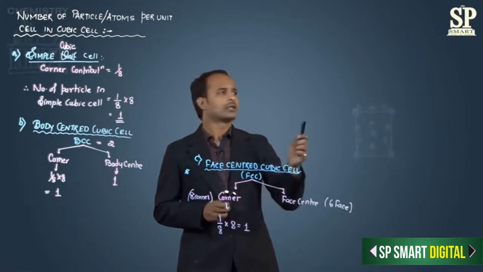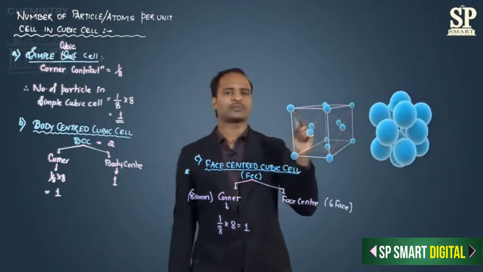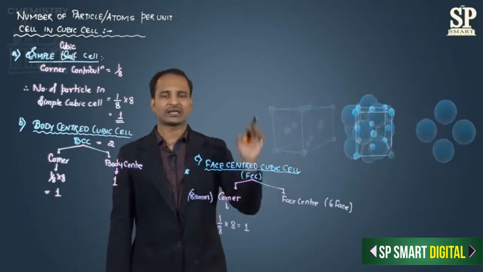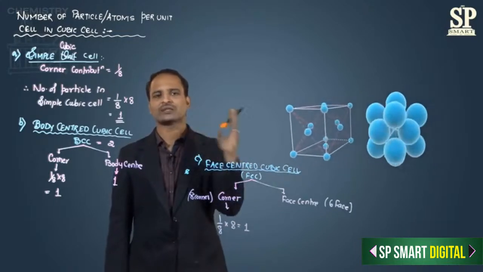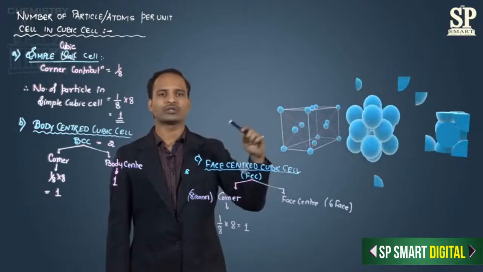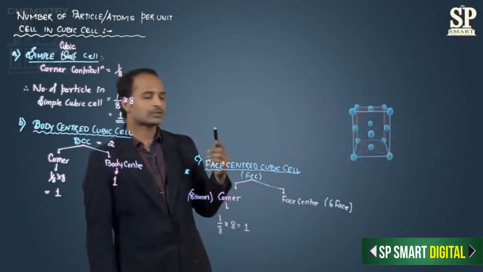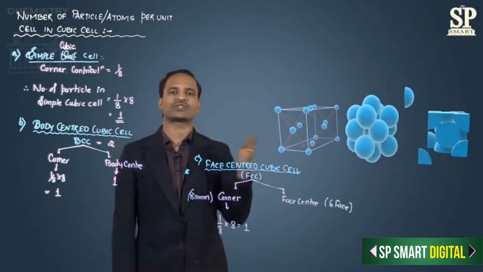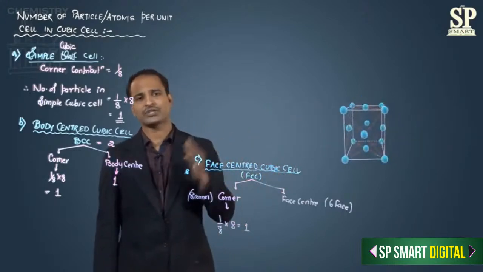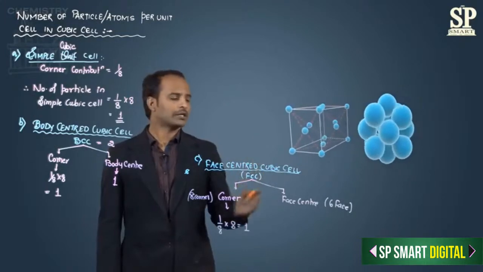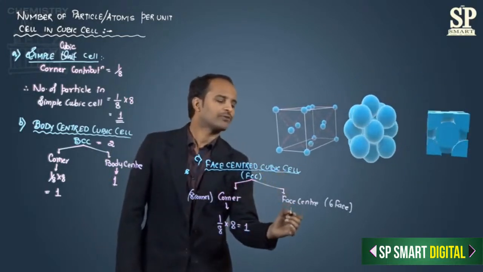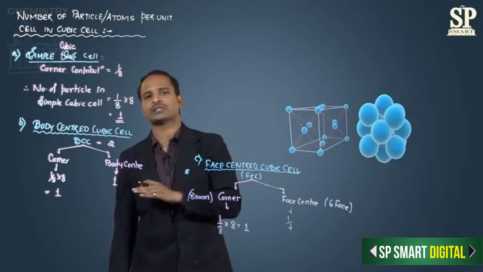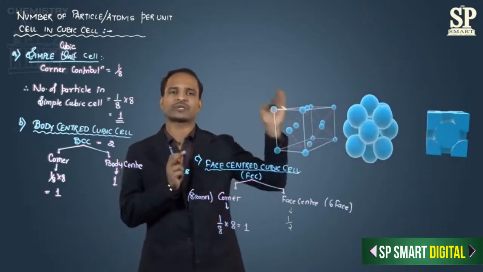But for the face center, as you can see in the diagram, the particle present on a single face is shared by 2 unit cells. One is from this side and the other is from this side. That is, if the particle is present on a face which acts as a wall of the unit cell, that wall is shared between the 2 unit cells. So how much of the particle is present in the same unit cell? Since the same particle is shared by 2 unit cells, each unit cell will have half of the particle. So from the face center the contribution is half. Every particle present on a face, only half of it is present in the particular unit cell. The other half is present in another unit cell.